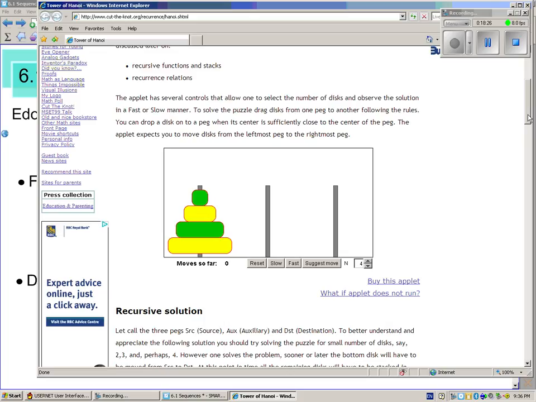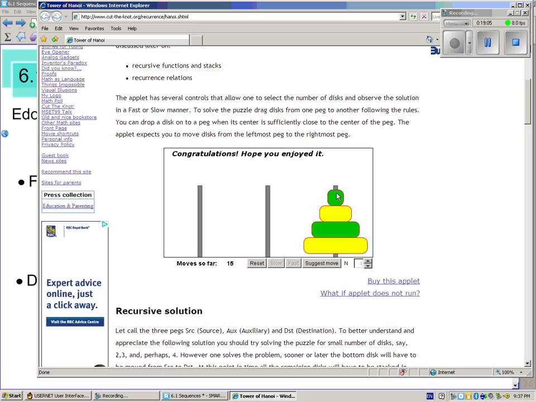Now, the idea is that I need to have everything stacked over on this last peg. I can only move one at a time, and I can't put a larger one on top of a smaller one. Oops, just having trouble moving. The whole catch is, can you do it in the least number of moves possible? So that took me 15 moves to move 4 disks.